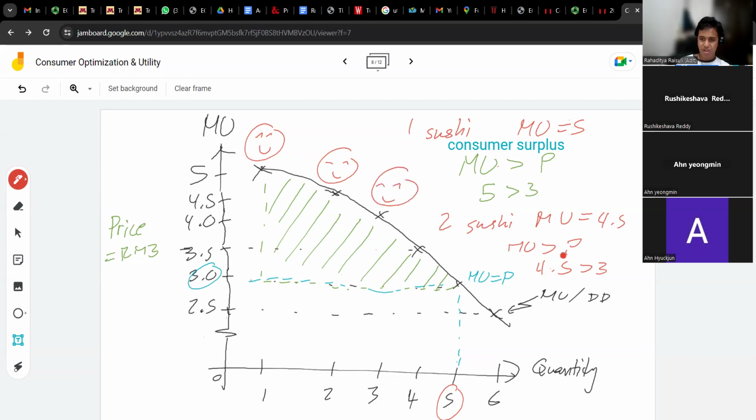So I keep doing this for, let's say I go to three sushi, for example. So yeah, I think you guys get the idea. Three sushi equals 4.0. 4.0 is greater than 3. 4 is greater than 3, and I'm still very happy I purchased. I feel like, oh, this is still very much more worth it than what I paid for it. So 4 greater than 3, and my surplus keeps continuing. I still experience a consumer surplus, so I keep buying the product.